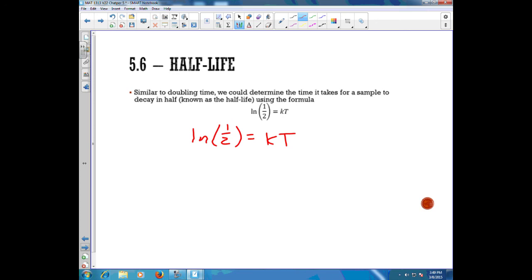And when we're dealing with exponential functions, these types of formulas will work for everything. If we were looking for the time it would take for money to triple, right? If we wanted the tripling time, we could say the natural log of 3 was equal to k times T. If we wanted to talk about quadrupling, it would be the natural log of 4, and so on.